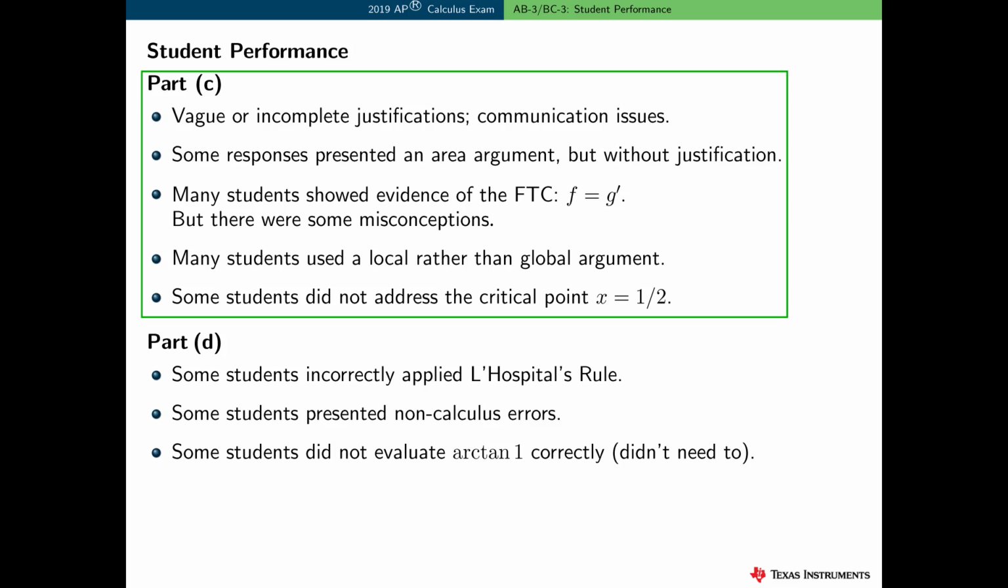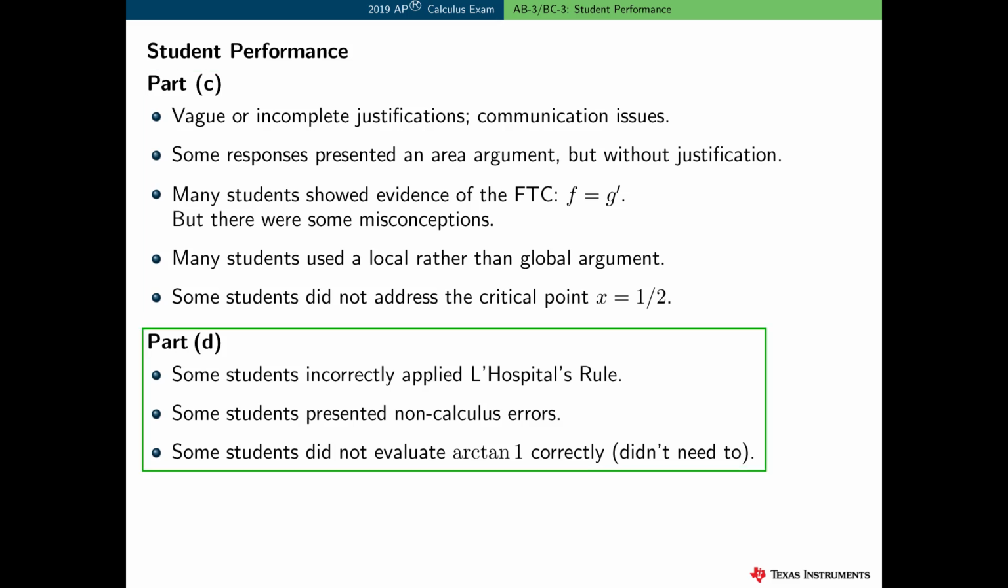For example, some students wrote g prime of x is equal to f of x minus f of -2, and others wrote g prime of x is equal to f of x dx. Many students presented a local rather than a global argument, and some students didn't address the critical point x equals 1/2.